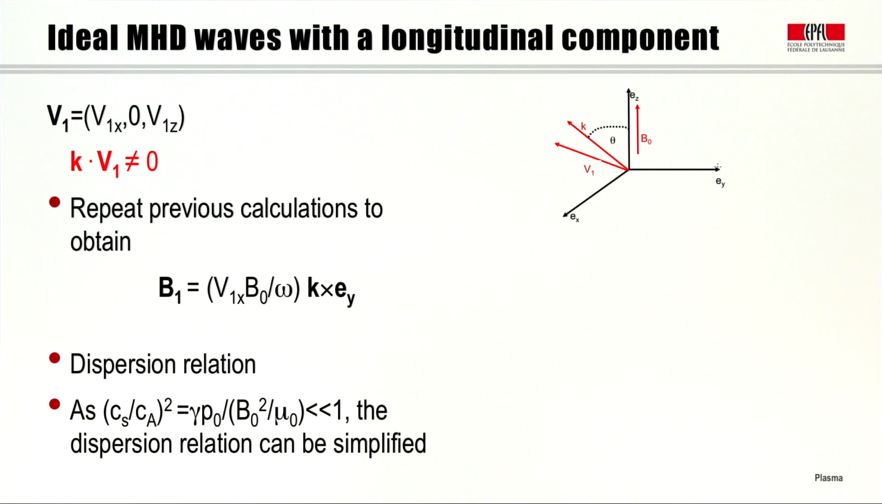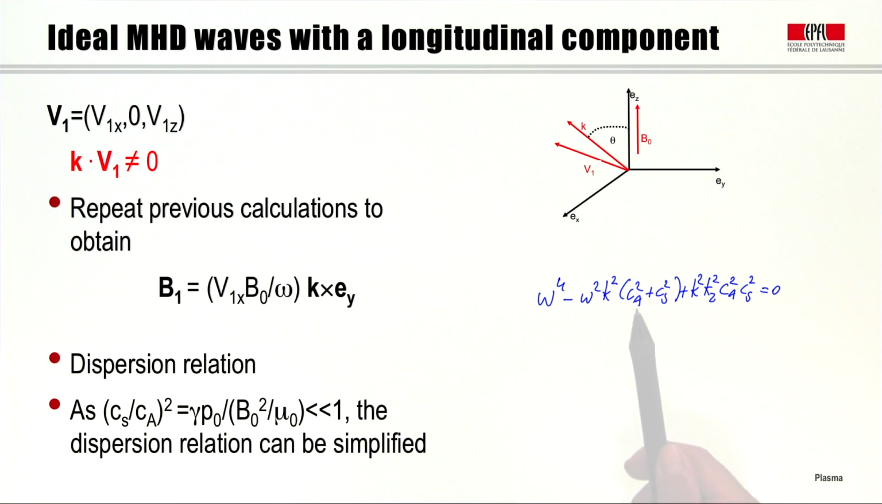Now let's look at ideal MHD waves with a longitudinal component. V1 now has an X and Z component, so k dot V1 is no longer equal to 0. We can repeat all the previous calculations to obtain an expression for the perturbed magnetic field B1, V1x B0 over omega, k cross e_y. We can continue the analysis and obtain a dispersion relation for the ideal MHD waves with a longitudinal component.